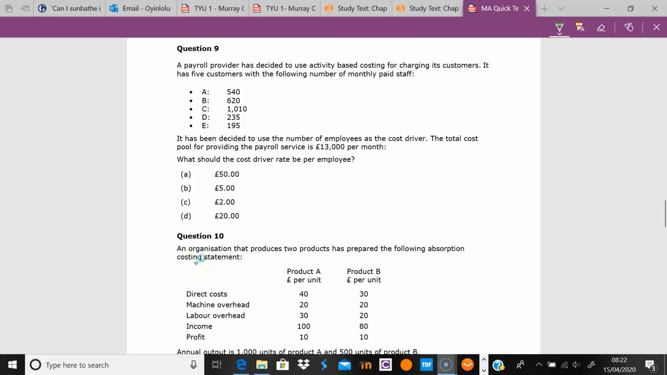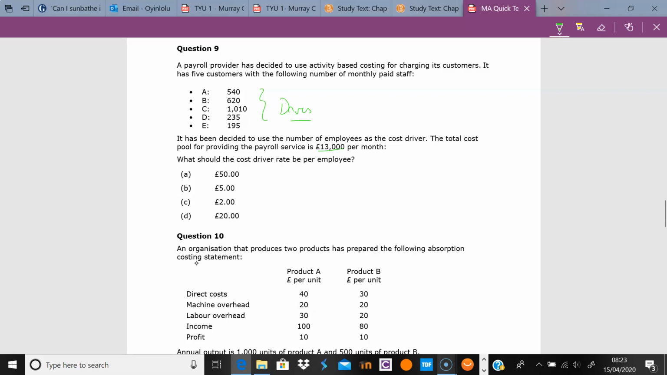Okay, right. Let's tie up with the last two questions. So, question 9, we have a scenario where we can find drivers for the cost, for the overhead, for the payroll service. The argument here is that the different departments have different numbers of monthly staff paid, so we want to use that as the cost driver rate. So for payroll, it's based on the number of people in the department, which makes sense.